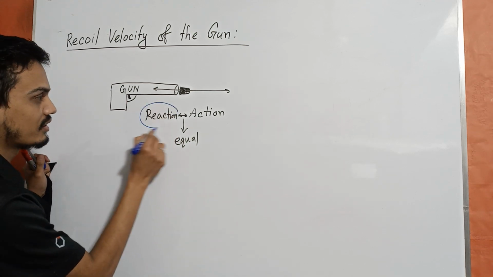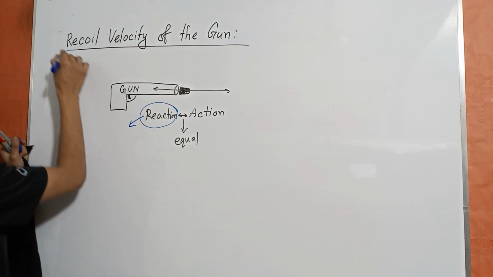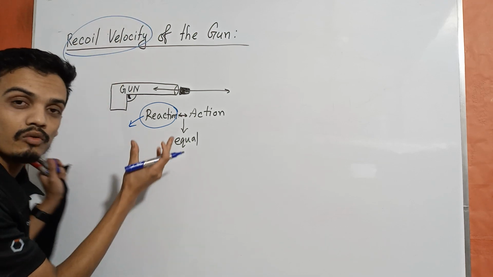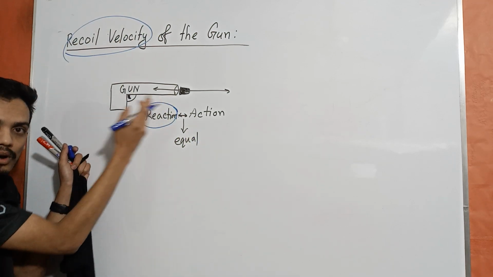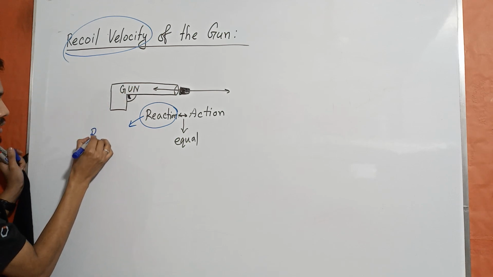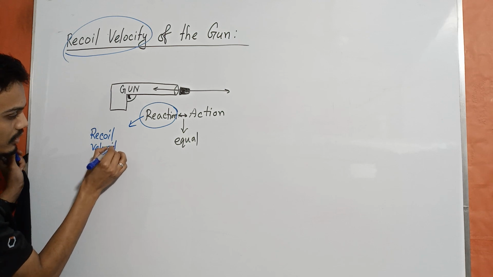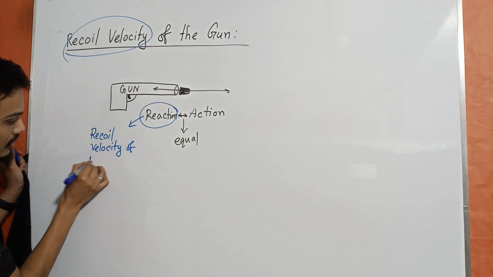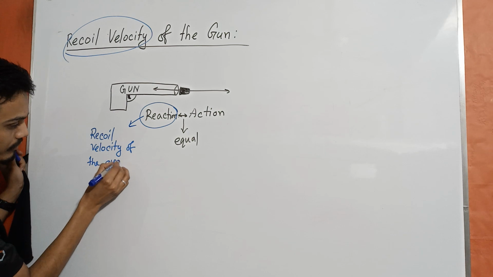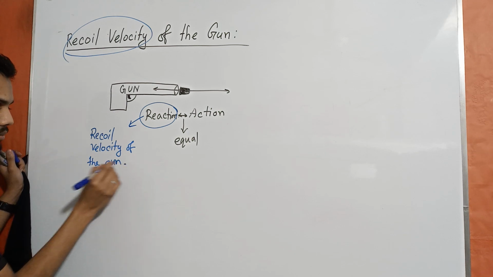This reaction, this gun reaction, is known as the recoil velocity of the gun. Recoil velocity means the backward reaction of the gun.